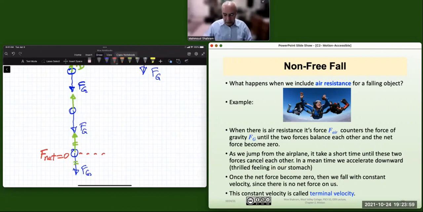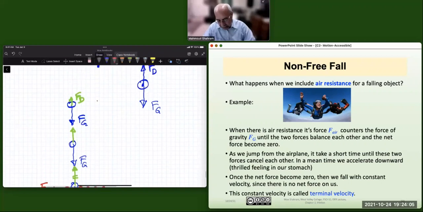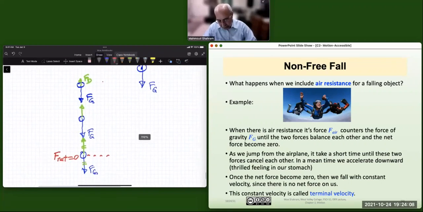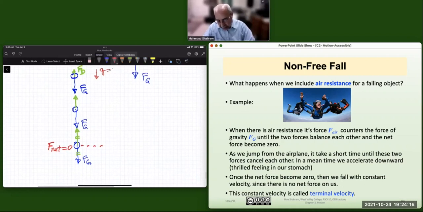You started initially with the acceleration right after you jumped. Initially your acceleration was equal to g, but when you come down, your acceleration is reducing, and it is further reducing until you get here. So a becomes 0. So no more acceleration, and you have a net force equal to 0.